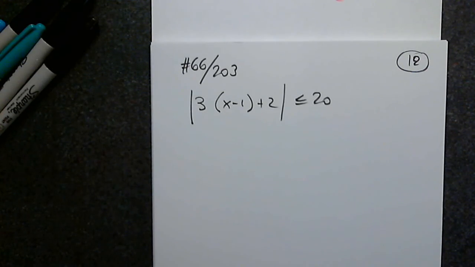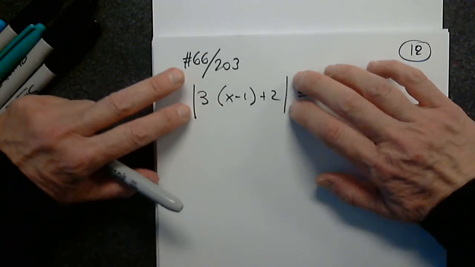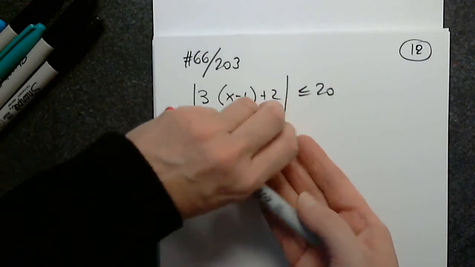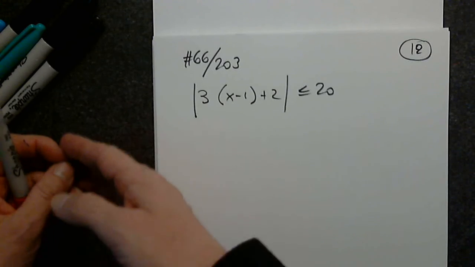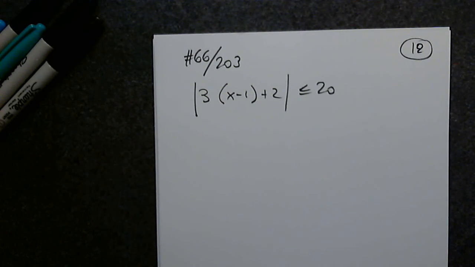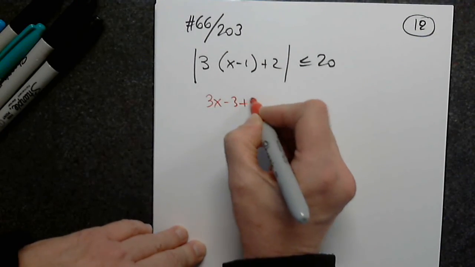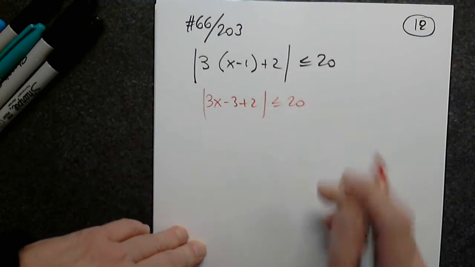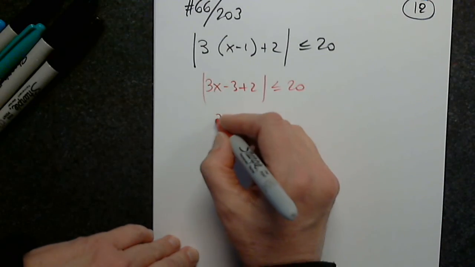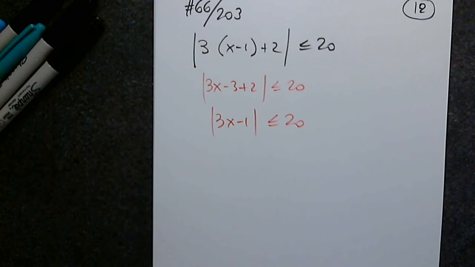Is this cleaned up? On the outside it is, but not on the inside. So we can perform operations inside, it's just we cannot move stuff outside. There are some properties, but we don't study those properties in this class. But for now, I will just distribute and have 3x minus 3 plus 2. And I will say 3x minus 1 in absolute value less than or equal to 20.